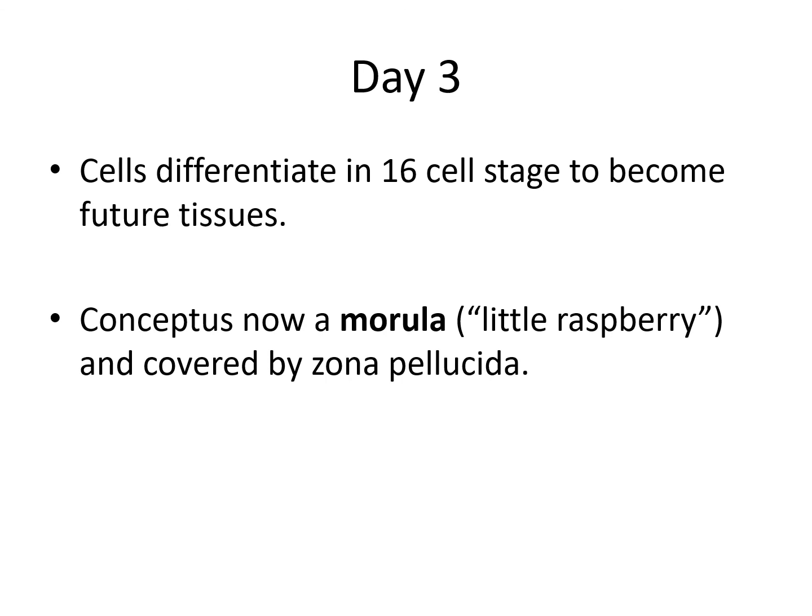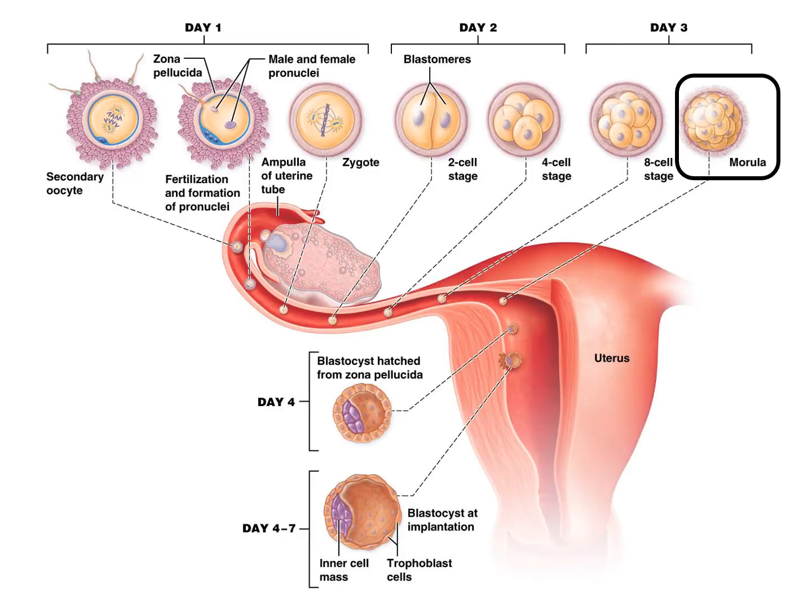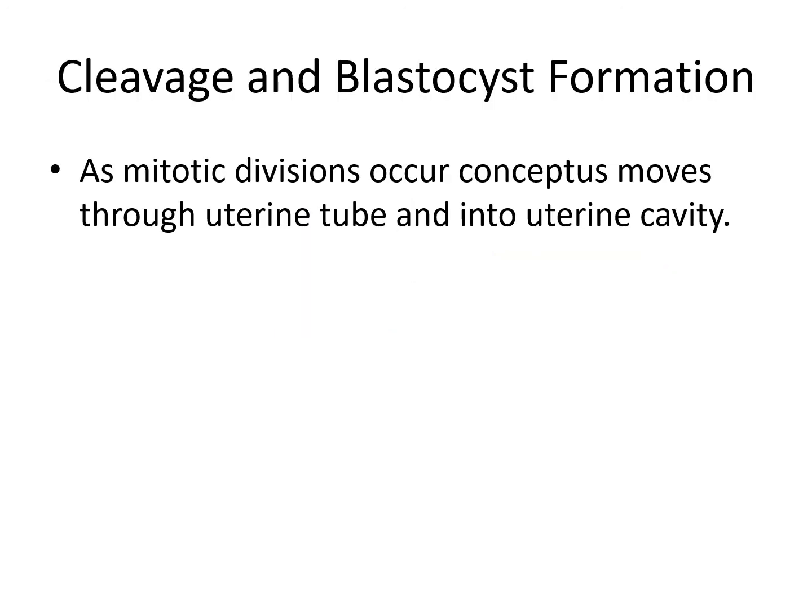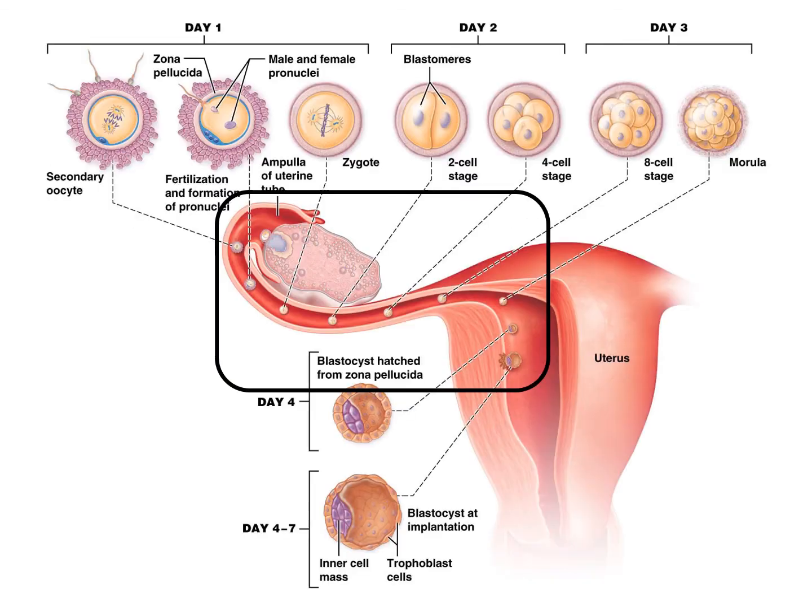Okay. So here we are at the 16 cell stage. Now, in the process of these cleavage divisions, the zygote is moving along the uterine tubes toward the uterus to eventually implant into the endometrial lining. So here we see the migration of the zygote, and here we are once entering the uterus, it's at the morula stage.